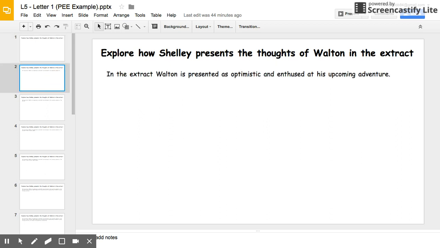So the first thing I'd expect is a point sentence, okay? It's your overall idea. What are Walton's thoughts in the extract, okay? I've said he's optimistic and enthused. It is a simple point sentence that answers the question. Now, obviously, we know that's not enough, but it needs to be accurate, it needs to be right, it needs to be your own personal response, it needs to answer the question.